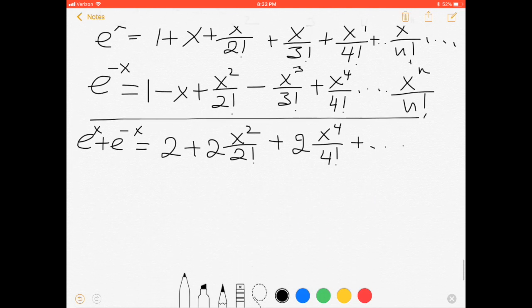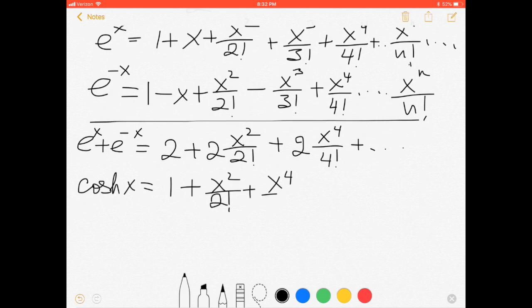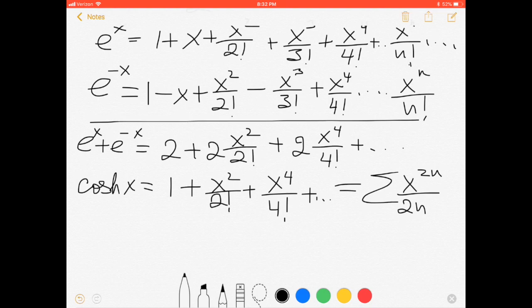This means if we divide by 2 to get hyperbolic cosine x, we need to take it 1/2, and finally it will be 1 plus x squared over 2 factorial plus x fourth over 4 factorial. This means we have x to the power 2n over 2n factorial, where n changes from 0 to infinity.